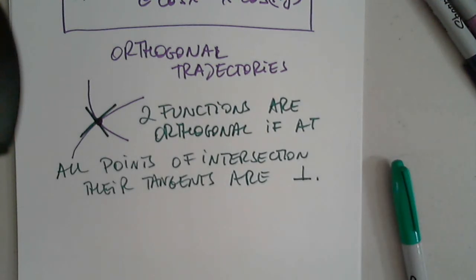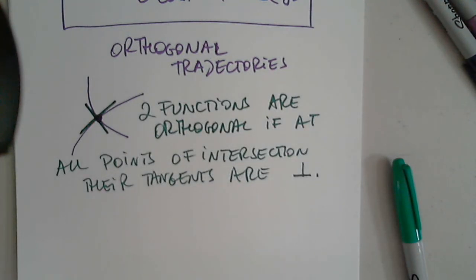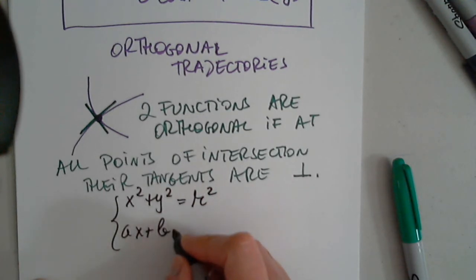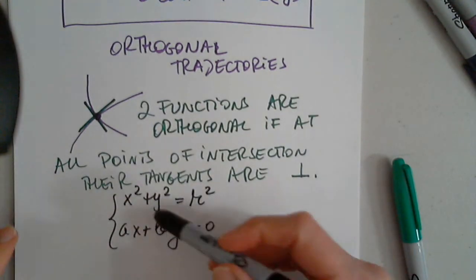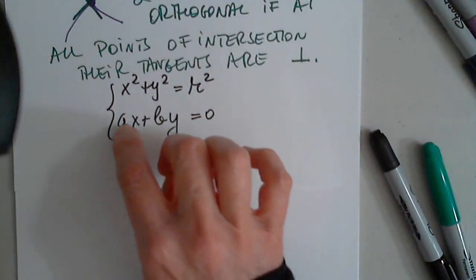Now, families of functions are orthogonal if at any point of intersection their tangents are perpendicular. So let's look at a situation like, let's say x squared plus y squared equals r squared, and ax plus by equals 0. Two curves are orthogonal if their tangent lines are perpendicular at each point of intersection, so that the given families of curves are orthogonal trajectories of each other. I just picked one example. So they're asking us to show that these two families of curves are orthogonal. What are they, first of all? Can anyone tell us what this is and what this is?